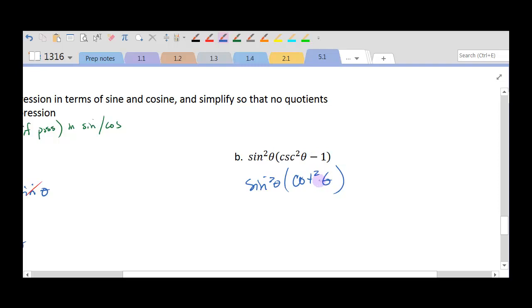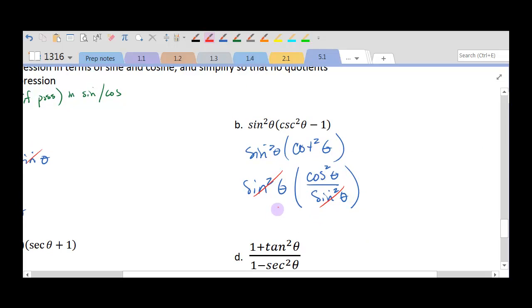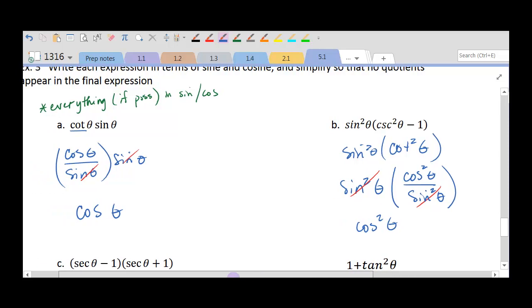Now again, I want to simplify this as far as I can and get rid of cotangent, so I replace cotangent squared. I know that I can rewrite this as cosine over sine, but since it's cotangent squared, I would have both of these squared also. So again, fractions will reduce diagonally, and so will these trig functions, leaving me with just cosine squared theta. Okay, so the Pythagorean identity and the quotient identity are going to be key here.